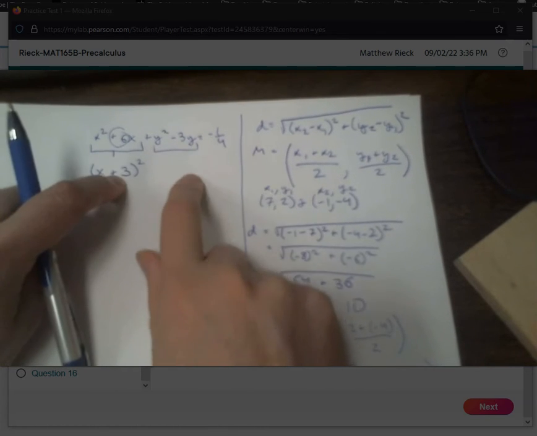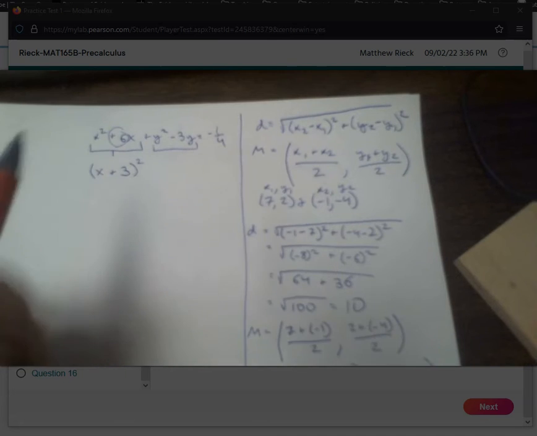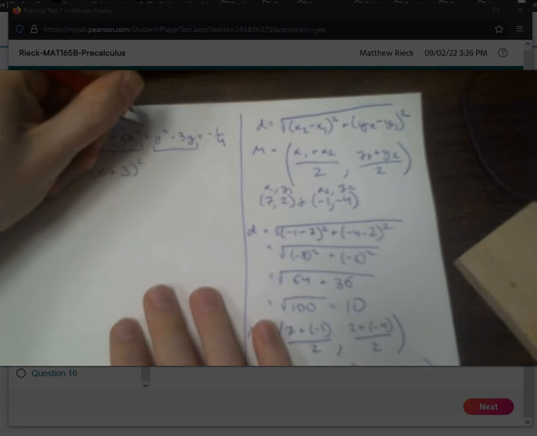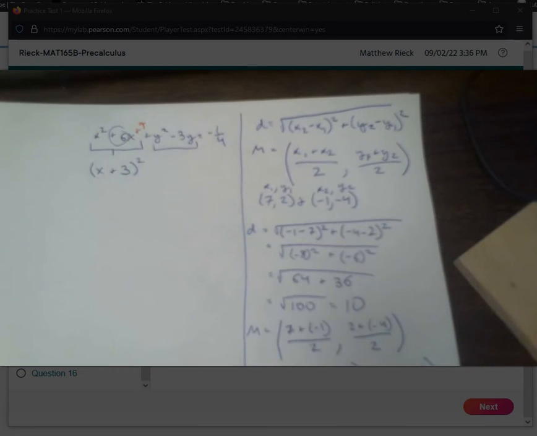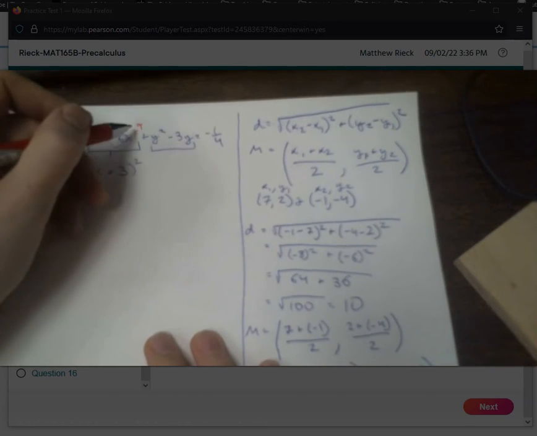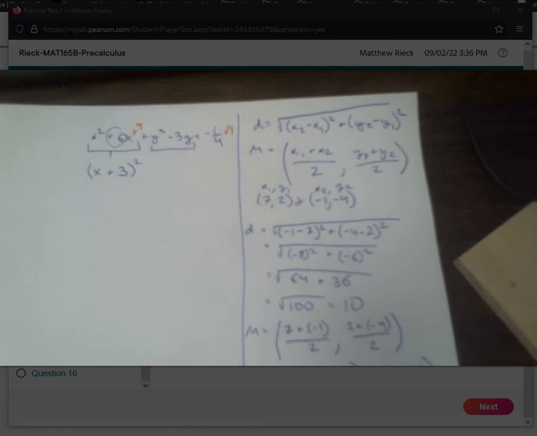But then I also have the final two terms. So we have 3 times 3, which is going to be positive 9. So I don't have that up here. So in order to account for that, I'm just going to add that to my original. And again, if I add something on the left-hand side, I have to add the same thing on the right.